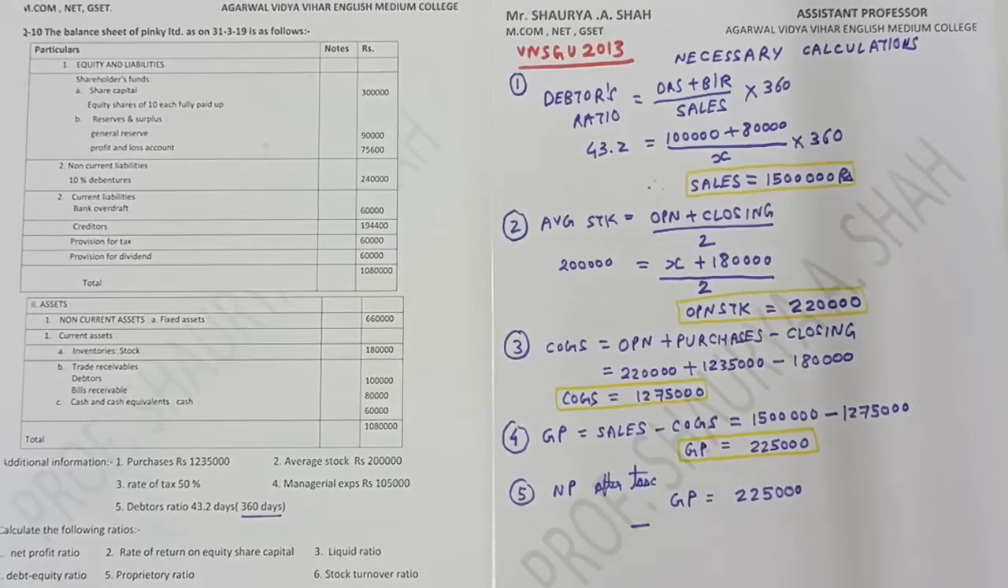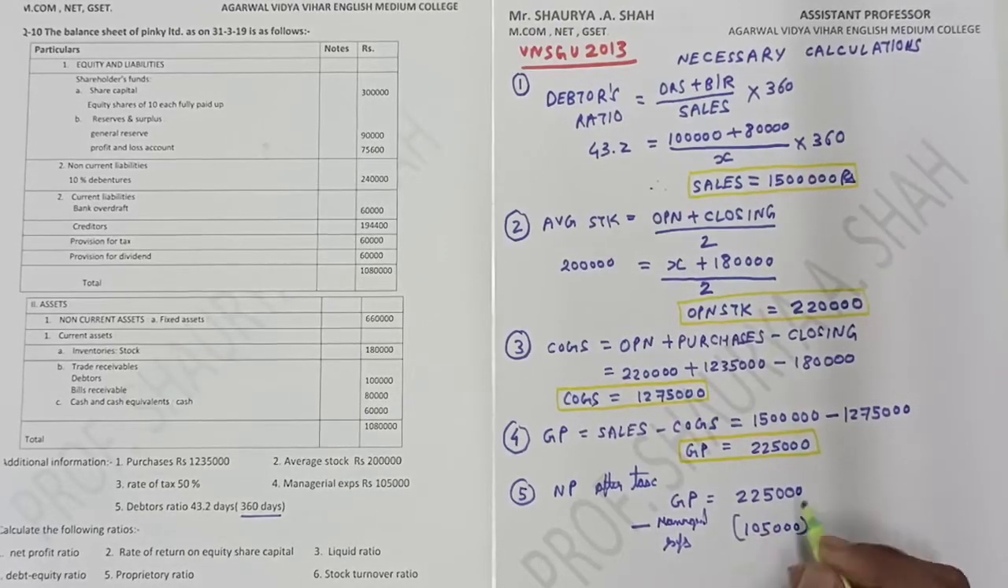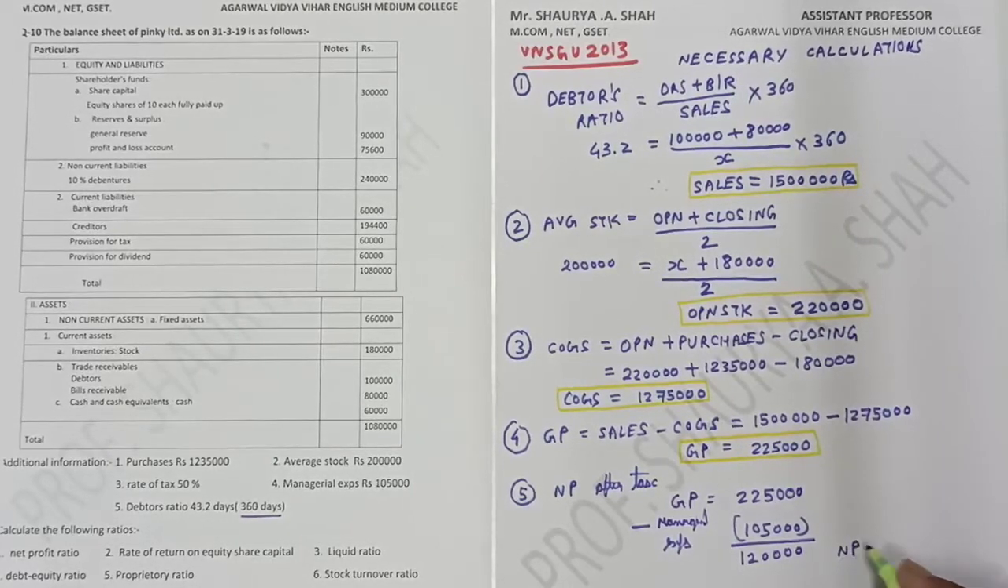From this, we will be deducting all the expenses of P&L, but here only managerial expenses are given, right? So what we'll do is, we'll deduct the managerial expenses given in the sum. How much are your managerial expenses? Managerial expenses are 1,05,000 rupees. Already given in the sum, you can see managerial expenses is 1,05,000. Is it clear? Fine. So what I'll get is the answer of 1,20,000 rupees. What is this 1,20,000 rupees? It is net profit before tax. Net profit before tax.